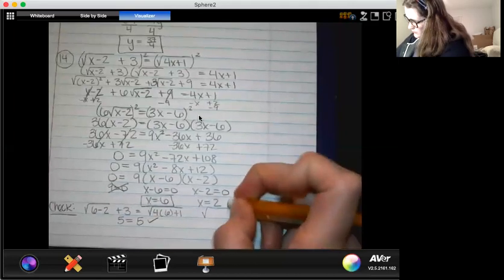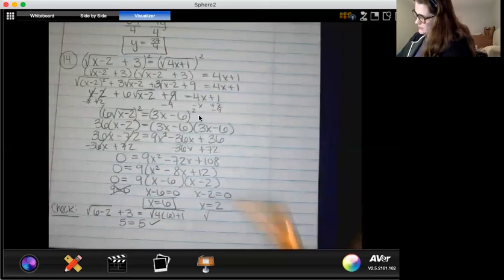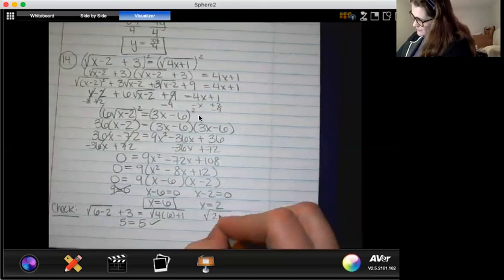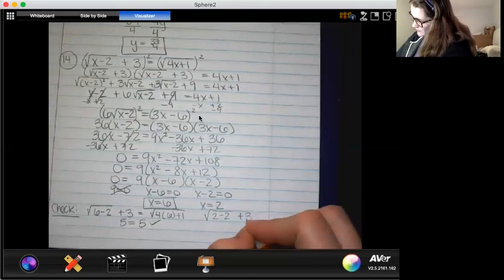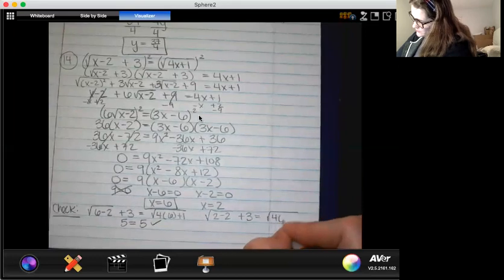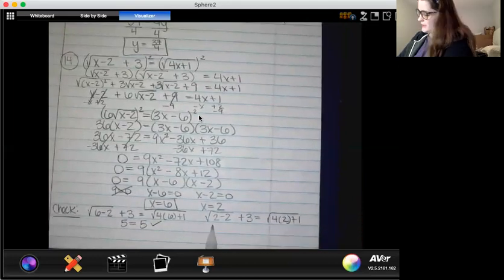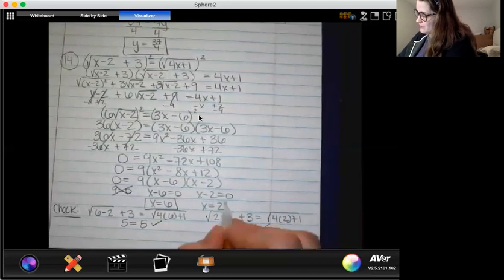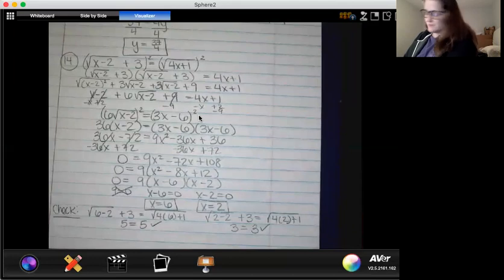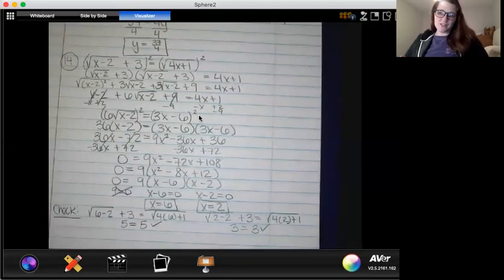I do not know where that came from. Okay, 2 minus 2 plus 3 equals 4 times 2 plus 1. Okay, 2 minus 2 is 0. Square root of 0 is 0. So we get 3. 4 times 2 is 8. 8 plus 1 is 9. Square root of 9 is 3. That one also works. Okay, so that is our last examples for this type of problem.